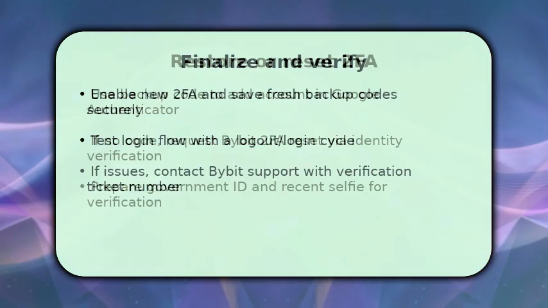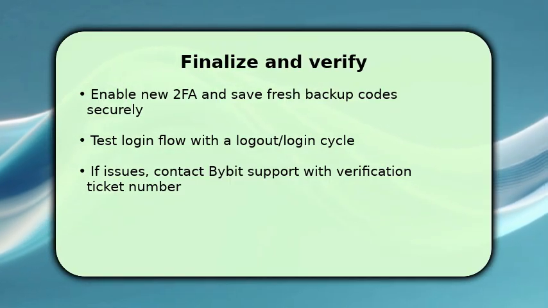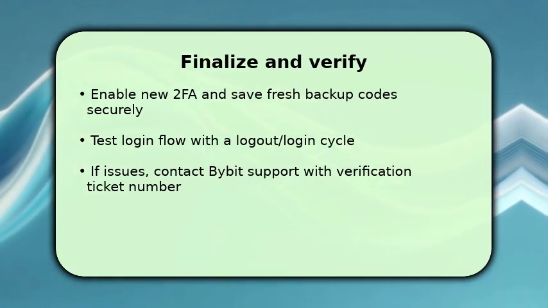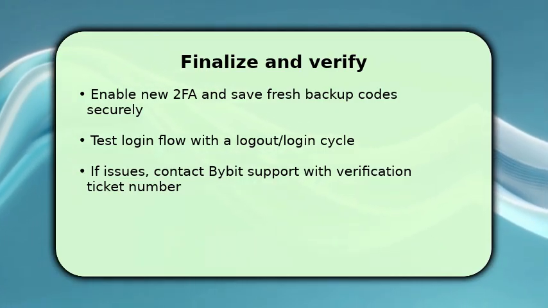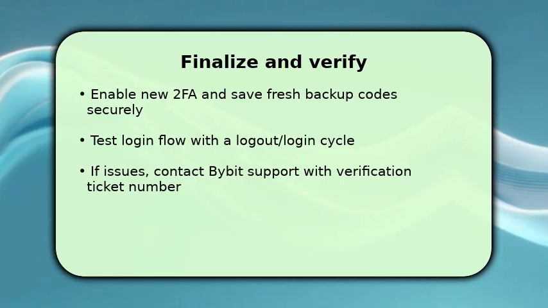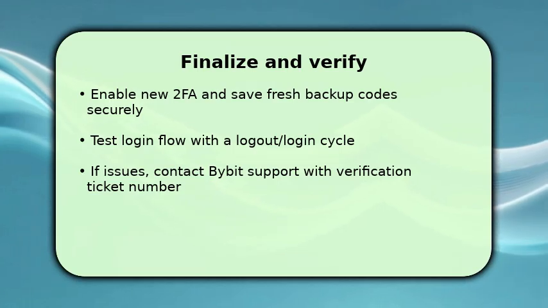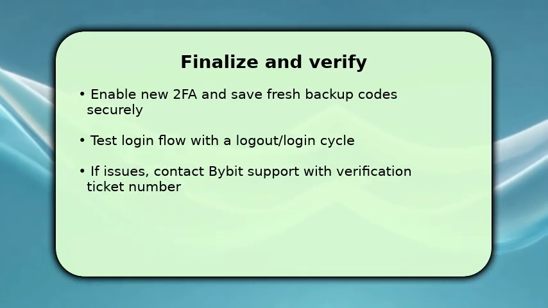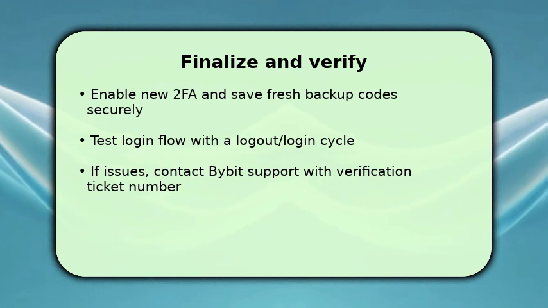Once Bybit confirms identity or you've re-added the account, enable the new Google Authenticator key and immediately save the new backup codes in a secure password manager or offline storage. This prevents repeat lockouts. Then test by logging out and logging back in, using the generated 6-digit code to verify everything functions. If something goes wrong, codes not accepted or verification stalled, open Bybit support, provide your verification ticket number, and request escalation. Keep screenshots and timestamps to speed up troubleshooting.